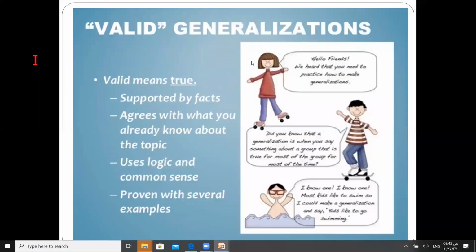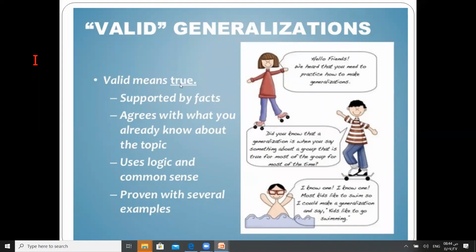Now, let's take the valid generalization. Valid means true, the opposite of faulty generalization. It is supported by facts. It agrees with what you already know about the topic. It uses logic and common sense. It seems logical to you. It is proven with several examples. Let's see an example about it.